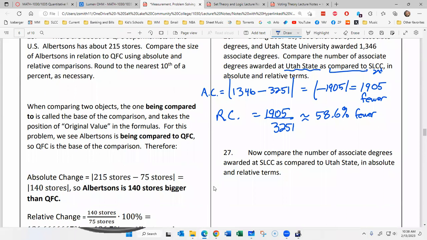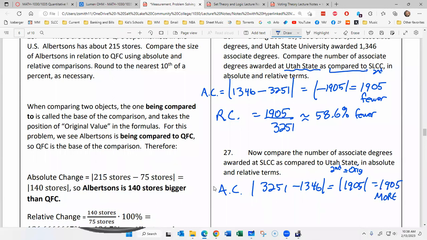Now, if we change this around, now SLCC as compared to Utah State, now Utah State takes the place of the original. The absolute change will be the same, but the numbers do switch. But this time it's a positive number inside, so we would say more. So now we can say SLCC awards 1,905 more associate's degrees than Utah State. Kind of an obvious thing because we just had the fewer, now we have the more.